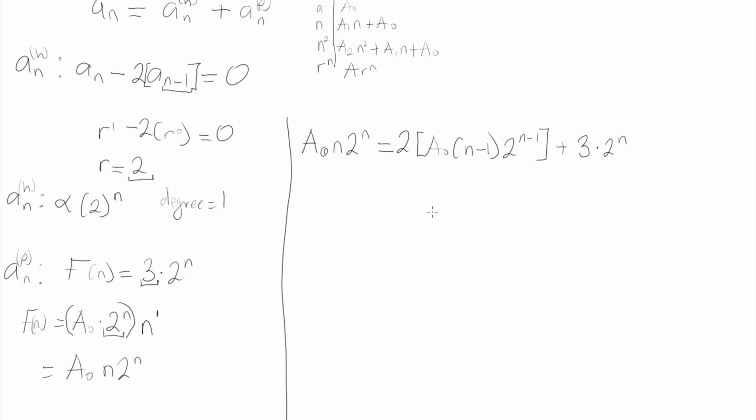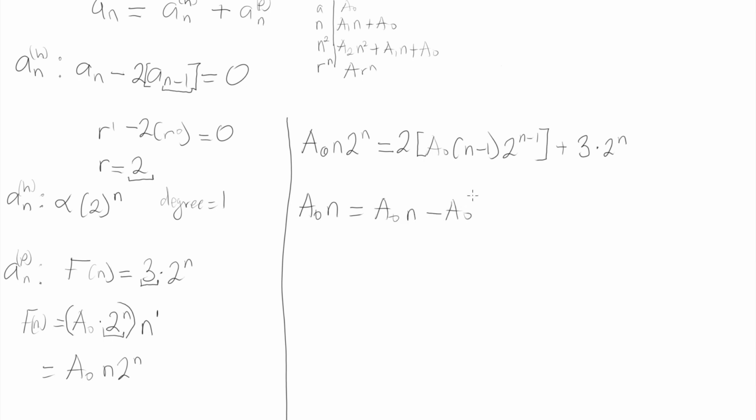So then we can now simplify. We could divide by 2 to the n. When we divide by 2 to the n, this 2 to the n would cancel. So we have a naught n equals, since everything is multiplying, we can divide by 2 to the n. Then 2 to the n minus 1 divided by 2 to the n, you get 2 to the minus 1, which is the same as 1/2, and then that 1/2 will cancel this 2, so you just have this remaining.